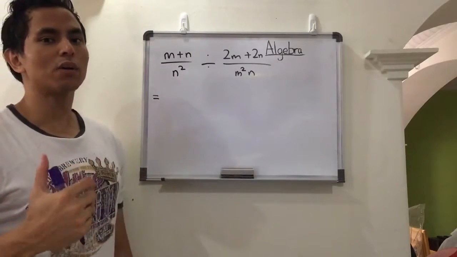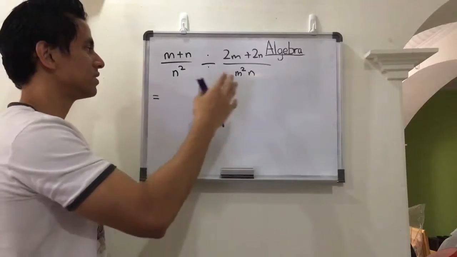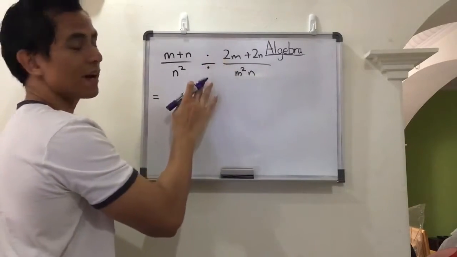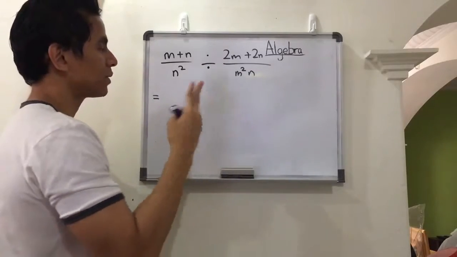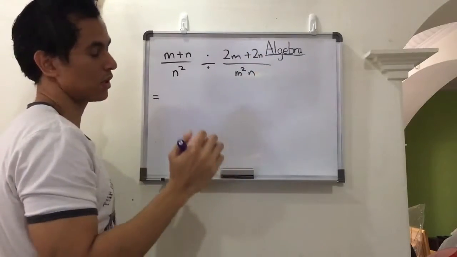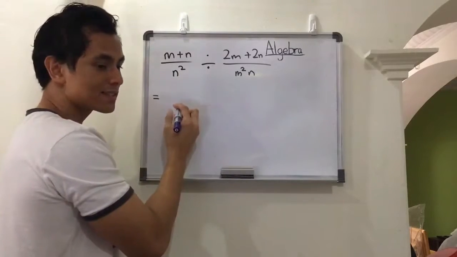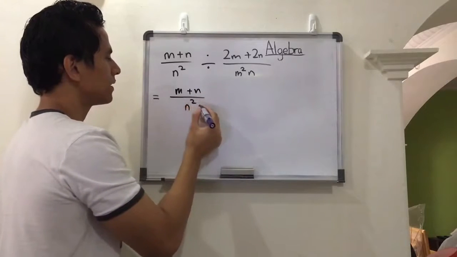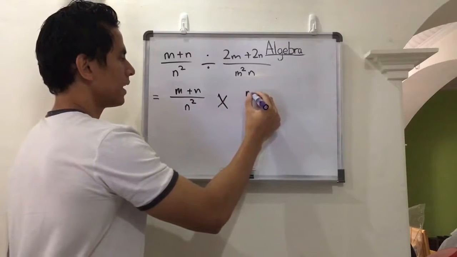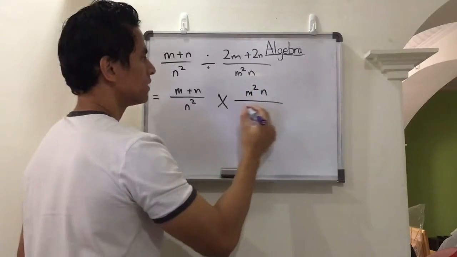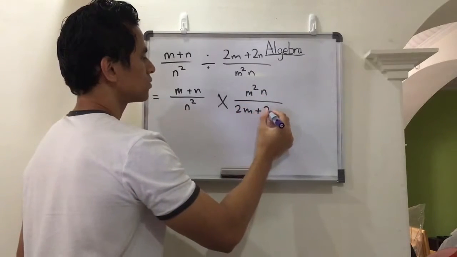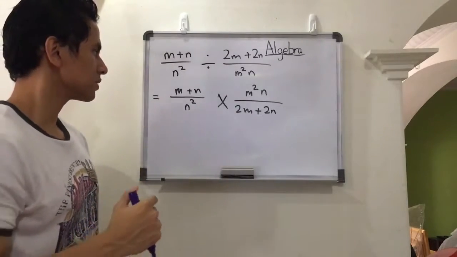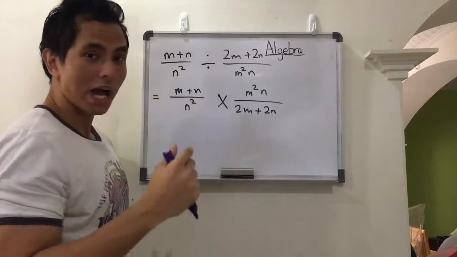So actually, I would like to say the first step for this type of division question, algebraic division, is always simply to change the divide sign to a multiply. And when we do that, we have to flip these two. So this will be rewritten as m plus n over n square multiplied by m square n over 2m plus 2n.